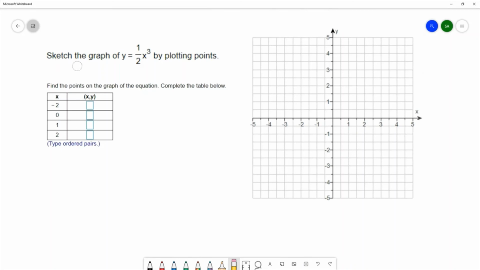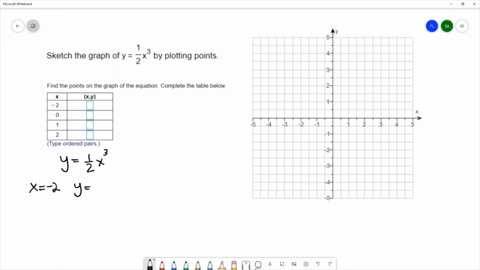This question says, sketch the graph of y equals 1/2 x cubed by plotting points. These are the points that we're going to plot. We're going to fill in this chart for these x values, and we'll graph it on this grid here. So we have the equation y equals 1/2 x squared. We're given an x value of -2, and we want to find the ordered pair that goes with that x. Excuse me, I noticed that I wrote a squared here instead of a cube.